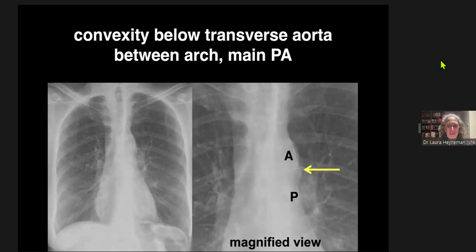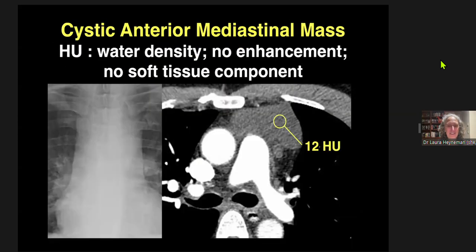Where would we talk about silhouetting out? Here, the fact that the transverse aorta is seen through this mass as a separate entity means that the transverse aorta and that other opacity are not of the same density and immediately abutting one another. That's what the silhouette sign is. We use it all the time in chest imaging.